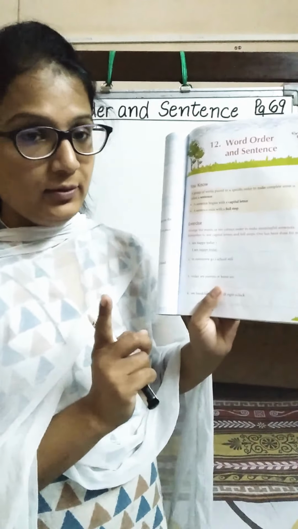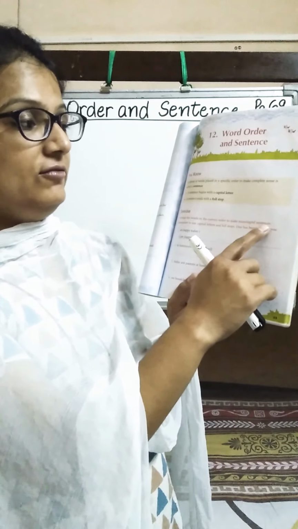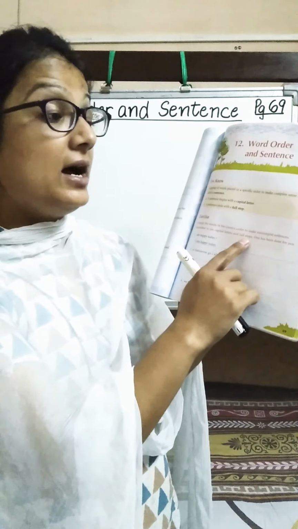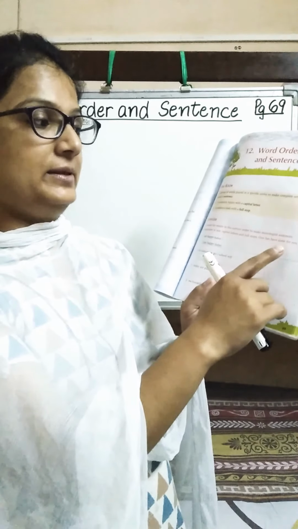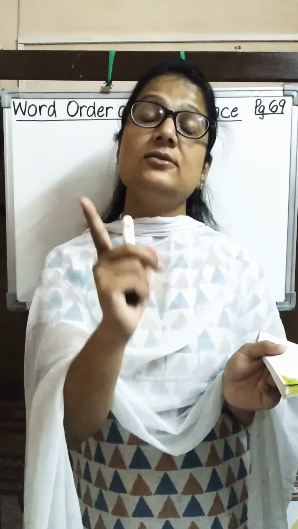Now, the exercise that is there in our book is: arrange the words in the correct order to make meaningful sentences. Remember to use capital letters and full stops. One has been done for you. So keep in mind that a sentence is a group of words that is meaningful, that has some sense in it. A sentence always begins with a capital letter and always ends with a full stop. These three things you need to keep in mind.